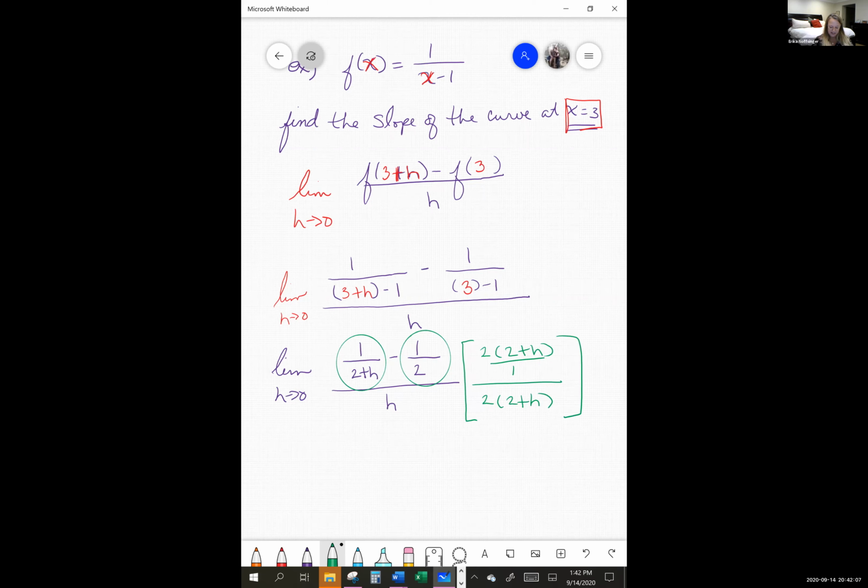The whole point of doing that is when we distribute the pieces with the fractions, the denominators would go away. So the 2 plus h's would cancel for the first fraction when I distribute, leaving me with just a 2. And then you have a minus. When you distribute to the second fraction, the 2's cancel, and you're left with, careful though, because it's a quantity. So put parentheses around that 2 plus h.